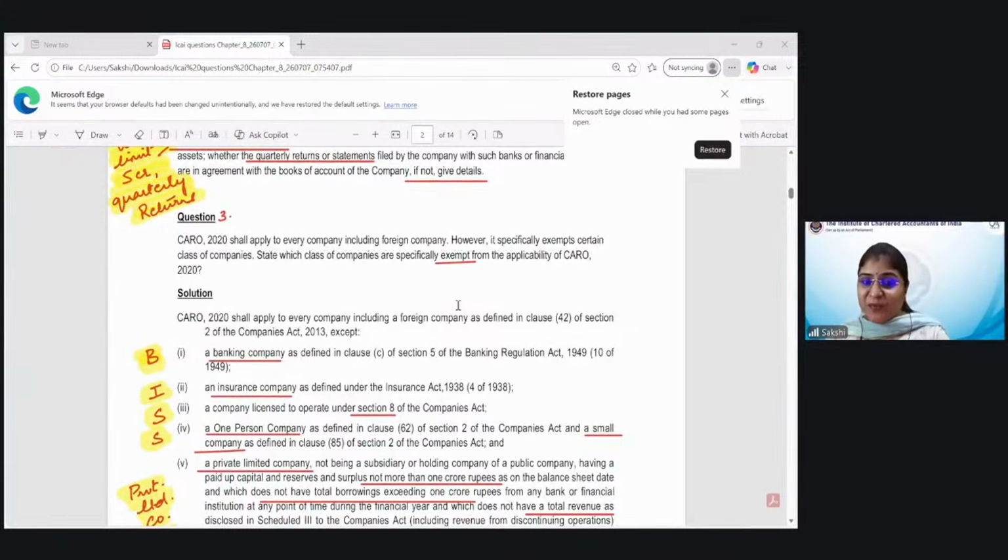CARO 2020 shall apply to every company, including the foreign company. Now you know CARO is applicable to which companies and what were the exceptions. However, it specifically exempts certain classes of companies. State which classes of companies are specifically exempt from applicability of CARO 2020.